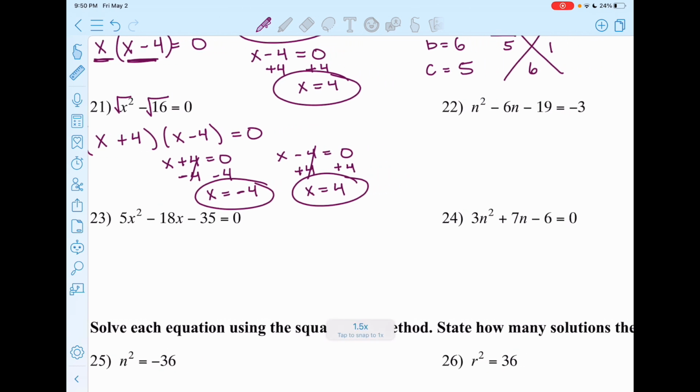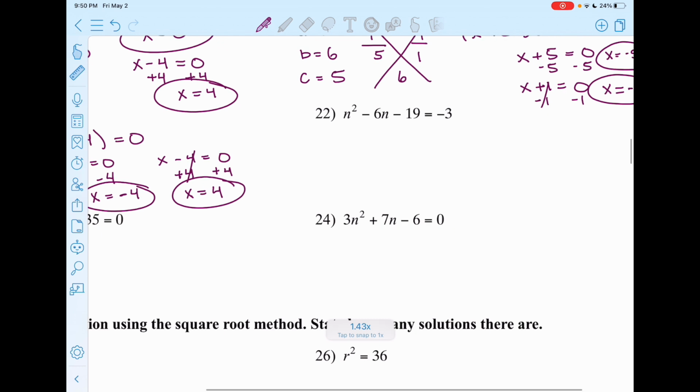Let's do one more. In 22, notice how my equation equals negative 3. Before solving, we need to make sure that our equation equals 0, because if we're trying to find our x-intercepts, they occur where y equals 0. So in order to move that negative 3 to the other side, I'm going to add 3. And then I'm left with n squared minus 6n minus 16 equals 0.